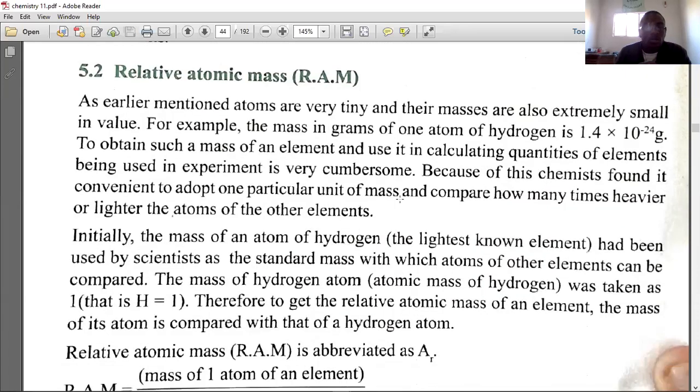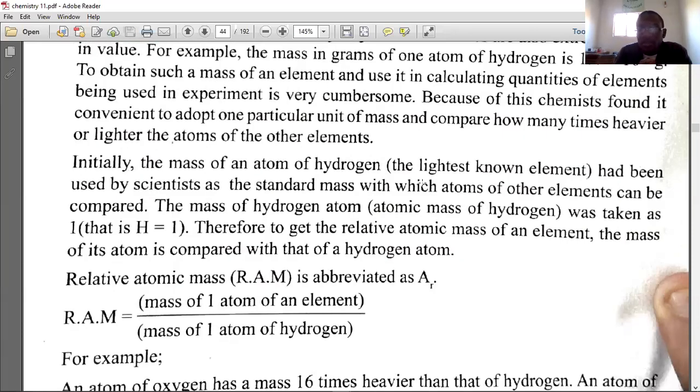Talking about the background of the relative atomic mass. As earlier mentioned, atoms are very tiny and their masses are extremely small in value. For example, the mass in grams of one atom of hydrogen is 1.4 times 10 to the power negative 24. You can imagine how small that number is and how difficult it would be to measure. To obtain such a mass of an element and use it in calculating quantities of elements being used in an experiment is very cumbersome.